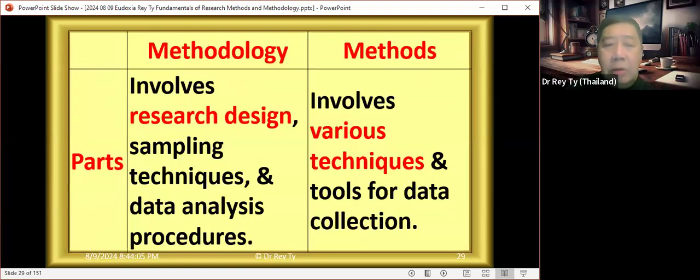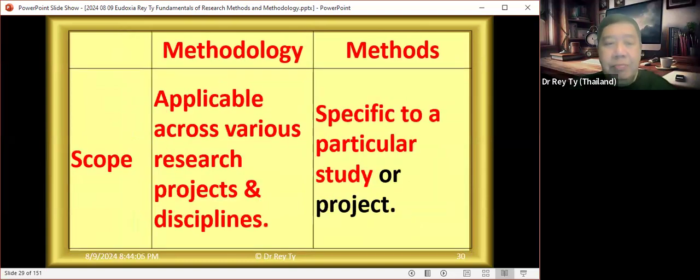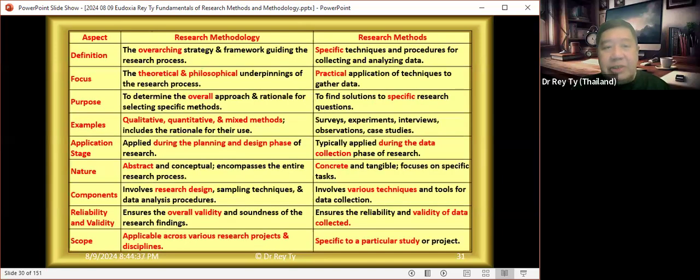Now, methodology would include the research design. So you have to come up with the bigger picture. So what sampling techniques will you use? Okay, and then the data analysis procedure. We will go into these one by one. The methods, then we have to pick specific research design, specific sampling technique, specific data analysis procedure. There are many from which we choose one or two. Okay, so now we will look at the bigger picture.